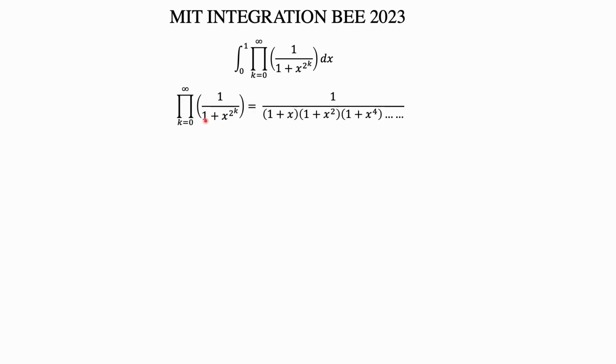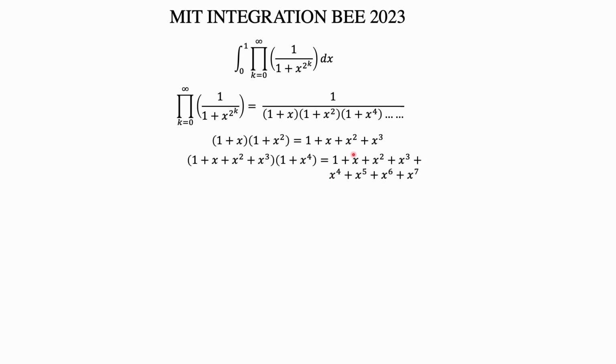When I expand this expression, I get 1 over 1 plus x when k is 0. 2 to the power 0 is 1, so it's x plus 1, 1 plus x square, 1 plus x to the power 4. Now let's look at this series and try to expand some of the terms. When I expand this, I get 1 plus x square plus x cube. And when I expand further, I get all this power 1 plus x square. So you get the pattern.